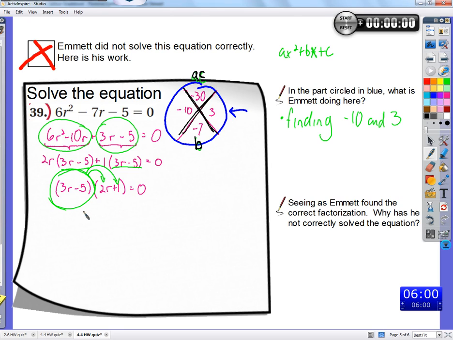In the next step, what we're actually going to do is set this equal to 0, and this equal to 0. Why would I say that? Why would I say 3r minus 5 is equal to 0? How do I know that has to be true? Because the product equals 0 before, so how do I know that this has to be 0?